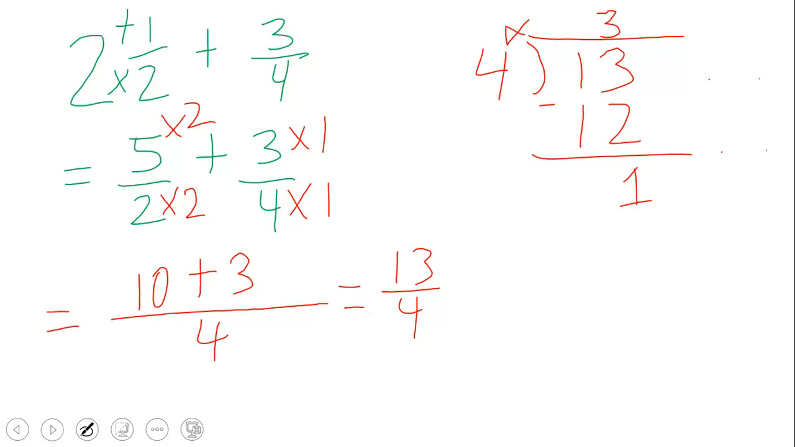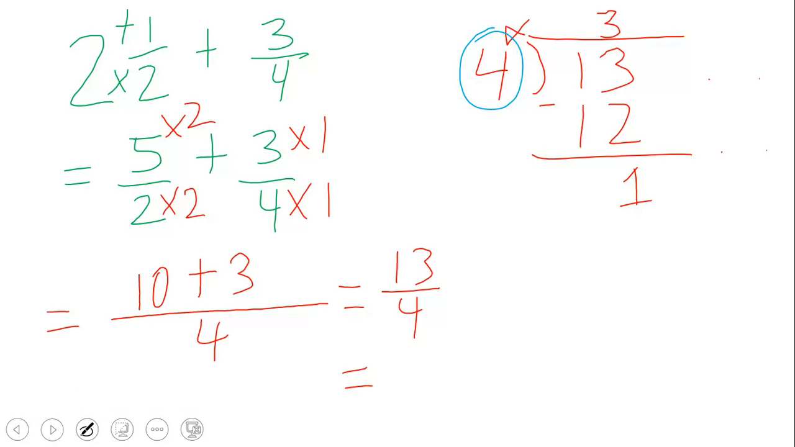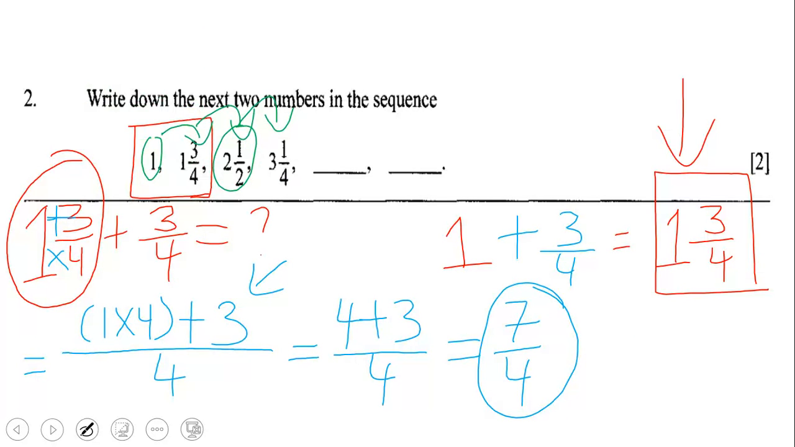Okay, so therefore in our mixed number, the divisor is the denominator, the quotient is the whole number, and the remainder is the numerator. So we have 3 and 1 over 4. And notice that 3 and 1 over 4 is indeed the next term in the sequence.